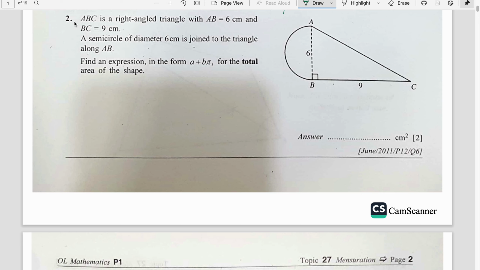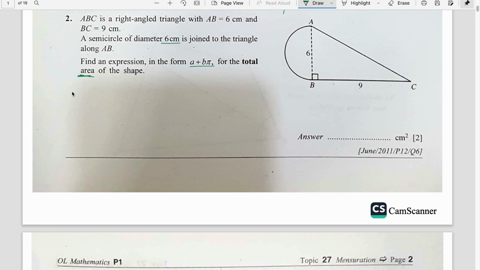Question number 2. ABC is a right angled triangle with AB equal to 6 centimeters and BC 9. Whatever the question says, I can see that this is a semicircle and a triangle. So again, a composite shape. A semicircle of diameter 6 centimeters is joined to AB. Find the expression in terms of pi for the total area.